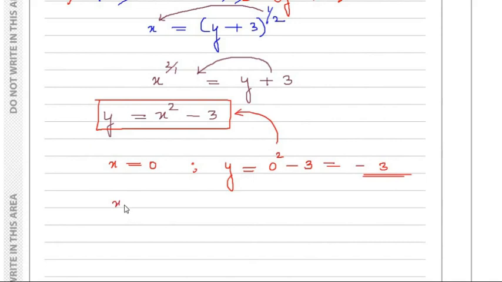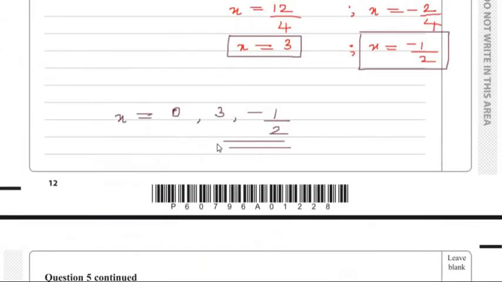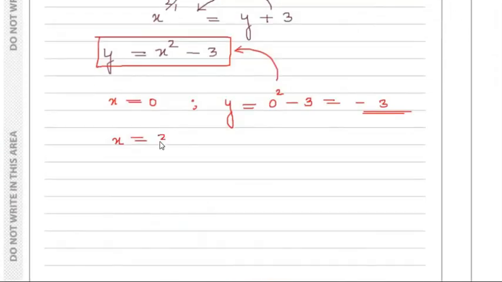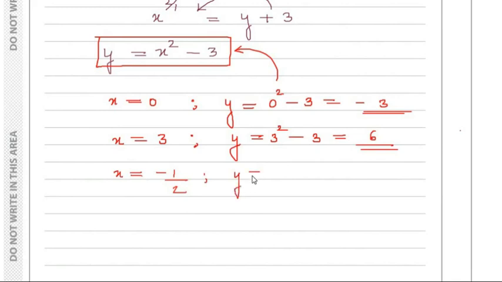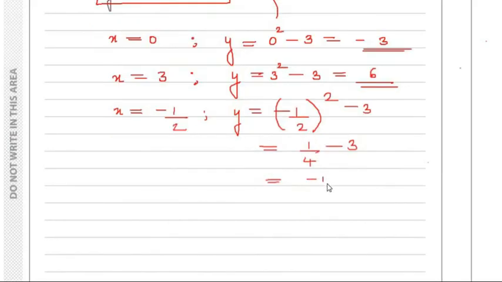Now let us take x is equal to, the next value we had got, 3. So x is equal to 3. So we get y is equal to 3 square -3. So it is 9 minus 3, which is 6. And finally we have the value of x as -half. So let us substitute over here. y is equal to -half square -3. So this becomes 1/4 minus 3, which is -11/4.